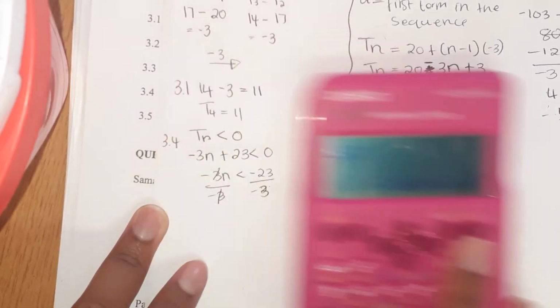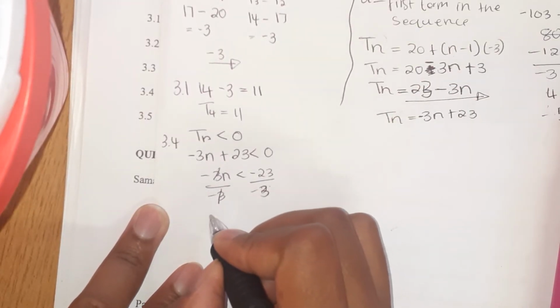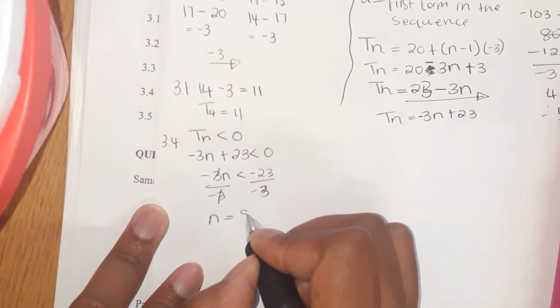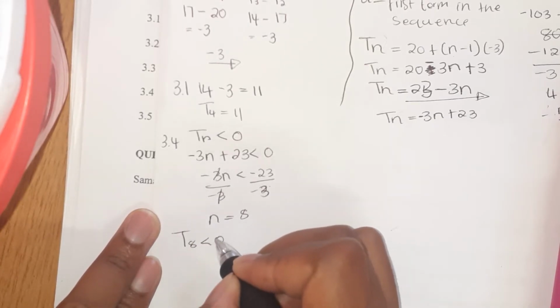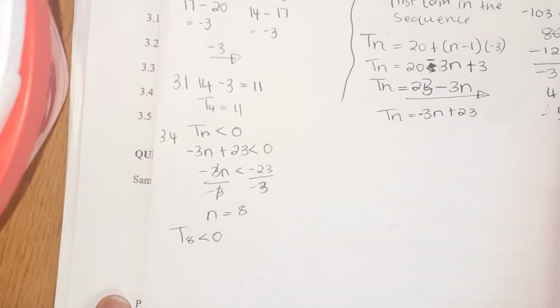So you cannot have a negative position. So n will be equal to 8. So term 8 is less than 0. That's what that means.